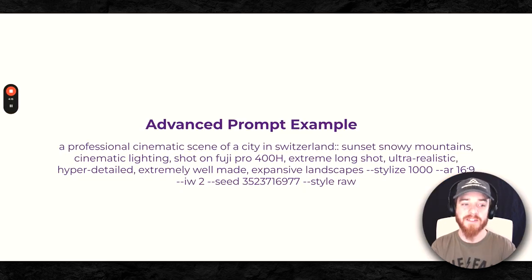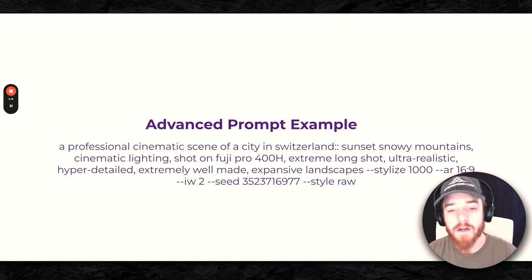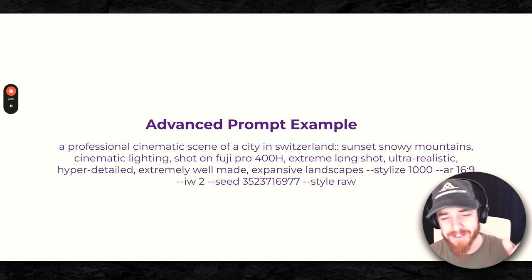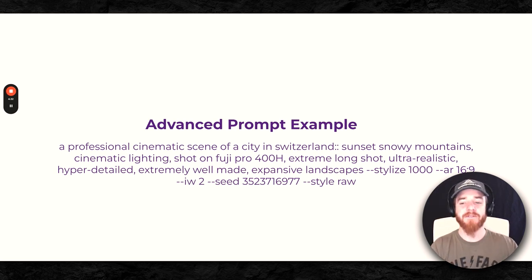All right, so let me show you what this looks like. A professional cinematic scene of a city in Switzerland with the two colons, which we're going to get to in just a few minutes. Sunset, snowy mountains, cinematic lighting, shot on a Fuji Pro 400H, extreme long shot, ultra realistic, hyper detailed, extremely well made, expansive landscapes, stylize of 1000, which is really important.